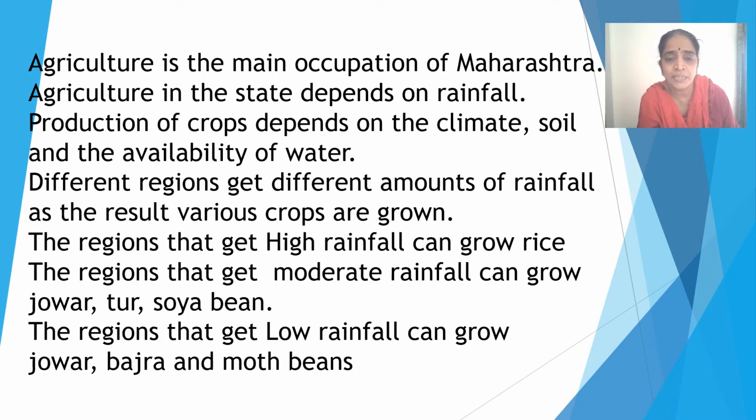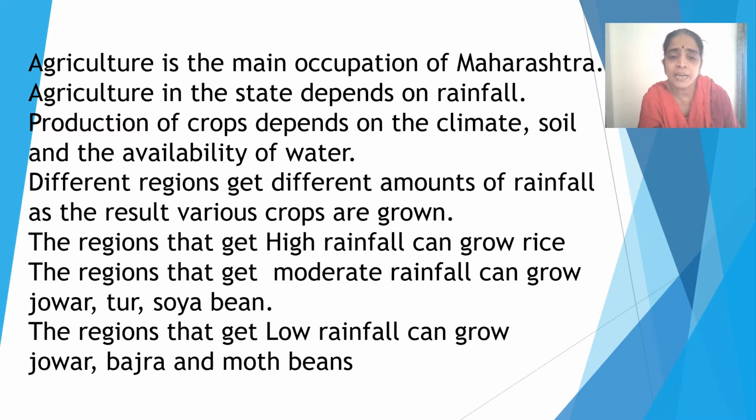As a result, you have seen that rice needs high rainfall. So wherever the high rainfall is there, the farmers prefer producing rice. Jowar, tur and soya bean need moderate rainfall. It should not be more, it should not be less. If it is more, it will get rotten. If it is less, it will be dried. So wherever the moderate rainfall is there, farmers can grow crops of tur, jowar and soya bean.